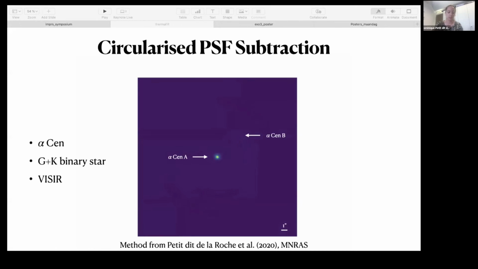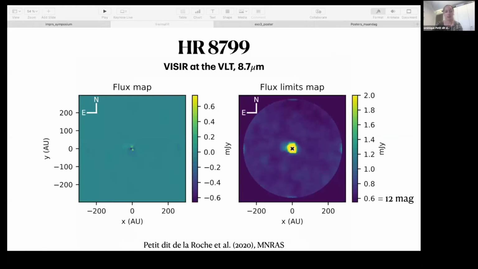If we do that for HR8799, we get the following map on the left here. And unfortunately, as you can see, we didn't have sensitive enough data to actually get a detection. But what we could do was create flux limits for any potential companions in this system.